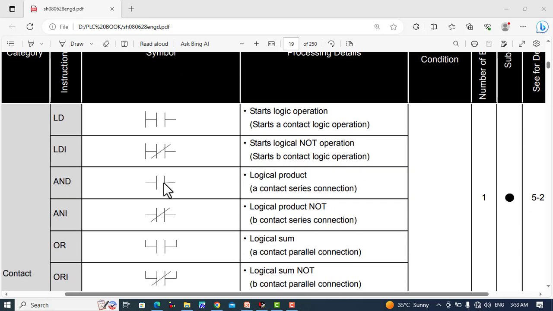And this is the AND connection, a normally open connection. Logical product, it multiplies the thing which comes in series with this input. It is normally said as AND, and this is the AND inverse.